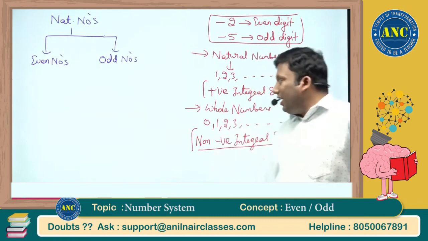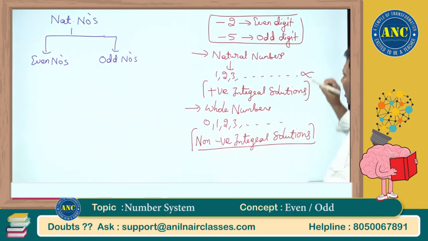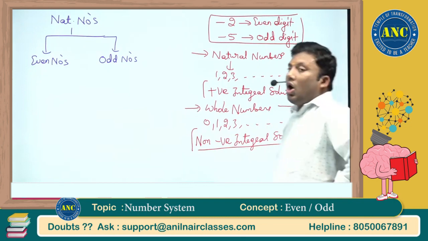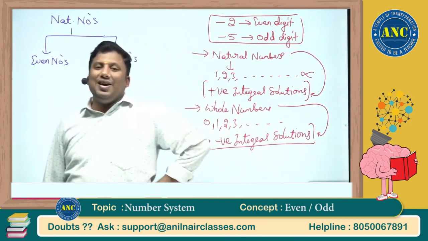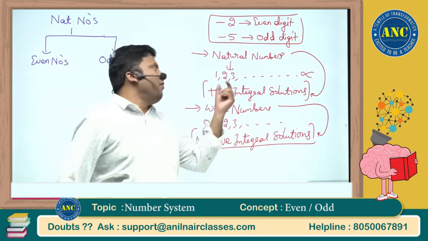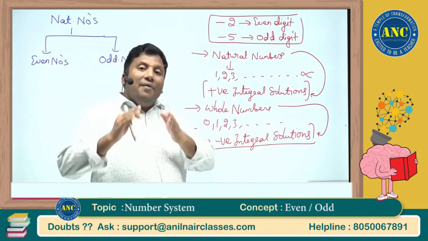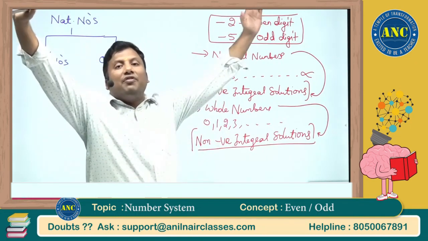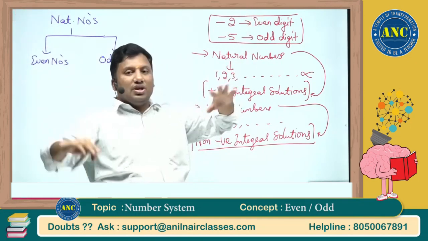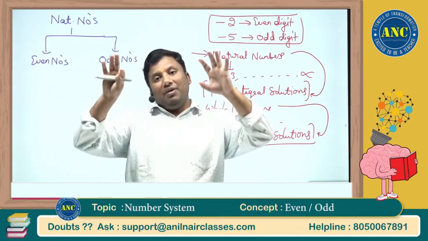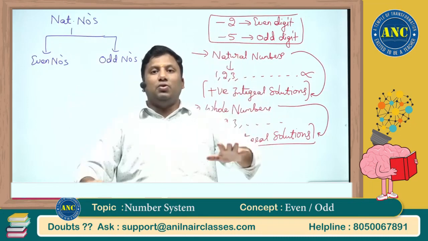0, 1, 2, 3 and so on. Another synonym for natural numbers is positive integral solution. Another synonym for whole numbers is non-negative integral solutions. Very, very important understanding. Minus 2, I am taking the even digit from the set of integers. But again and again I am repeating, when I say an even number, I am referring to an even positive number.